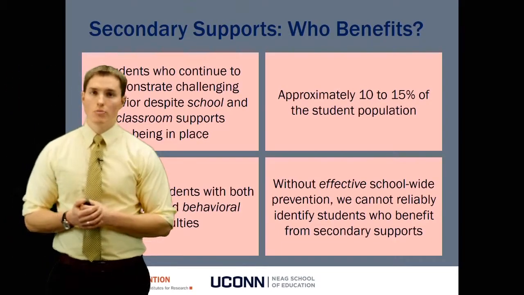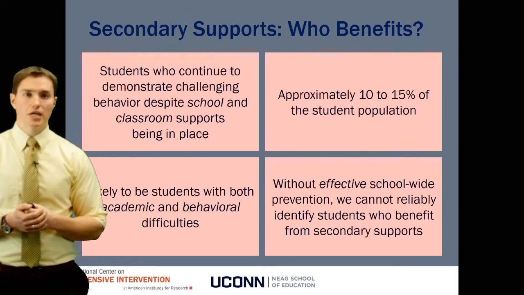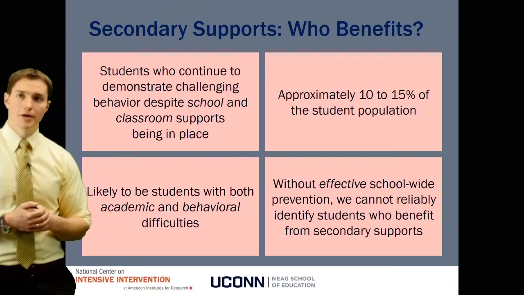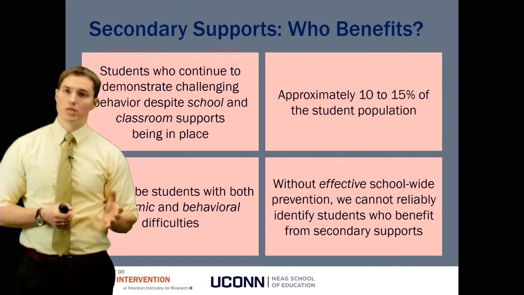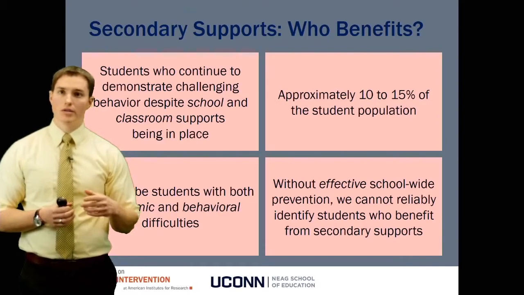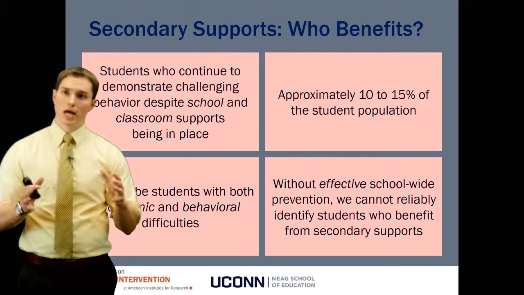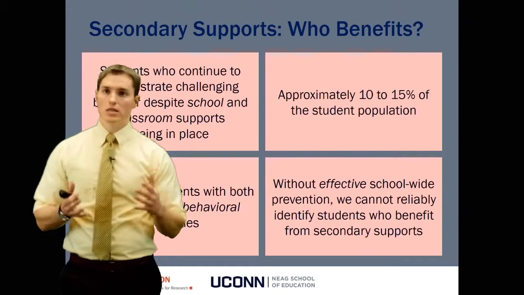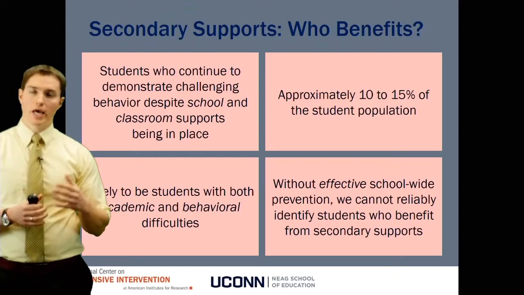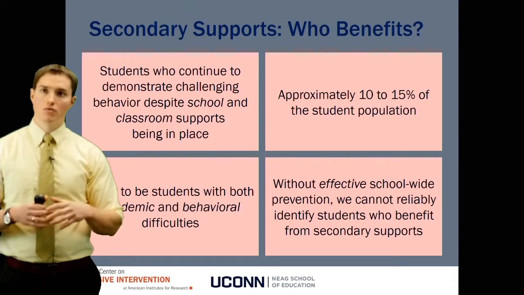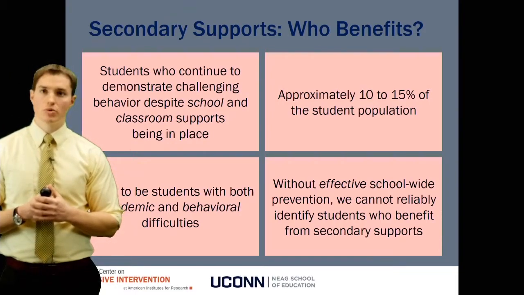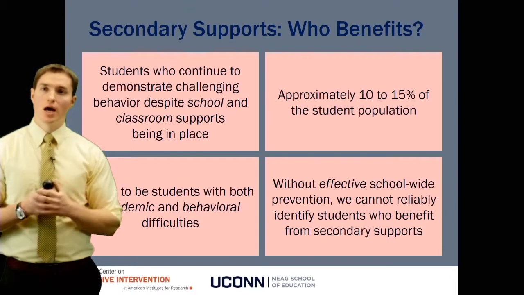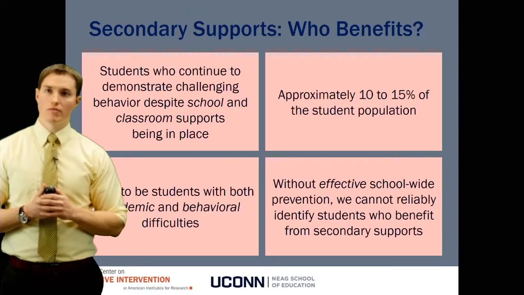Without effective school-wide prevention in place, we cannot reliably identify students who benefit from secondary supports. This is critical to keep in mind. As we focused on through the previous 7 modules, we've talked at length about identifying comprehensive class-wide behavioral supports. This is the same concept. At a school-wide level, we always look to have at least 80% implementation fidelity of school-wide positive behavior interventions and supports before we can adequately identify and reliably support students at the Tier 2 and/or Tier 3 levels.